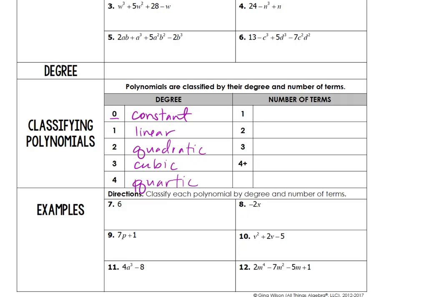Okay, and then number of terms. 1 term is a monomial. 2 terms is a binomial. 3 is a trinomial. What do we call 4? Poly. Okay. Absolutely put that on your note card. No reason to spend a bunch of time trying to memorize something that you can write down on your note card.